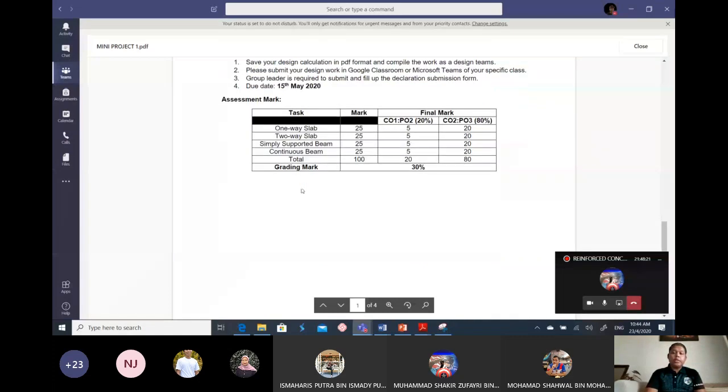Okay, this is the assessment marks. Total mark for this task is 100 marks, but it will contribute 30% of your final marks. One way slab is 25 marks, and for example, if you get 75 over 100 times 30, that will be your mark. For this assignment 1 we will reveal your marks. For assignment 2 we will not reveal your marks.